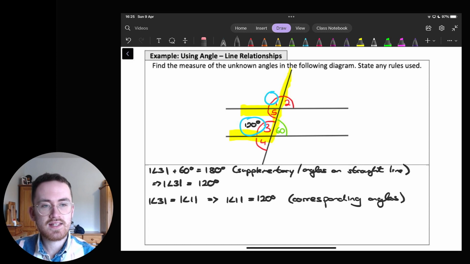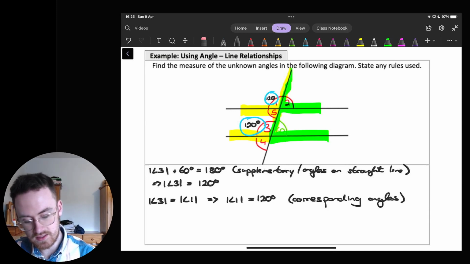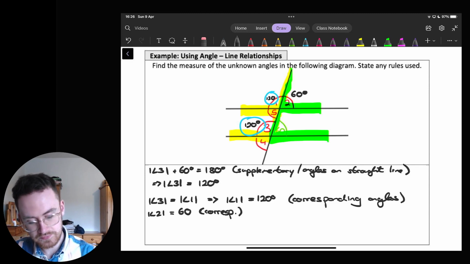So we've got angle 1 being 120 degrees. And in a similar way, we can do the same thing here with 60 and angle 2. So angle 2 is equal to 60, and again that is because they're corresponding angles. So this is 60 degrees.